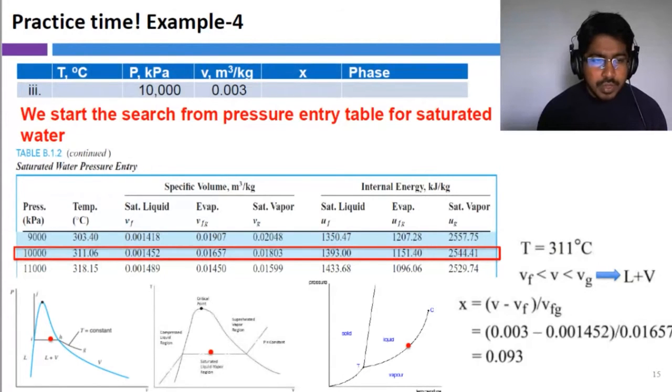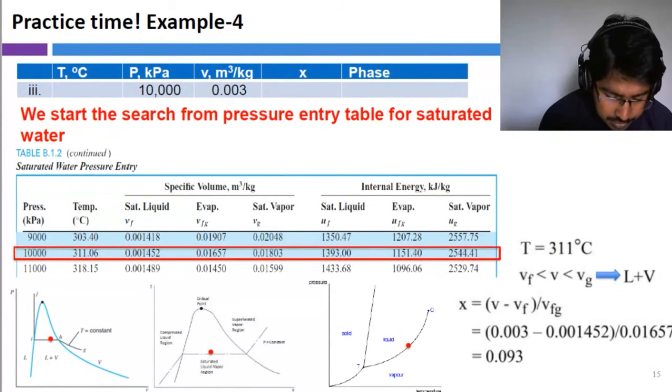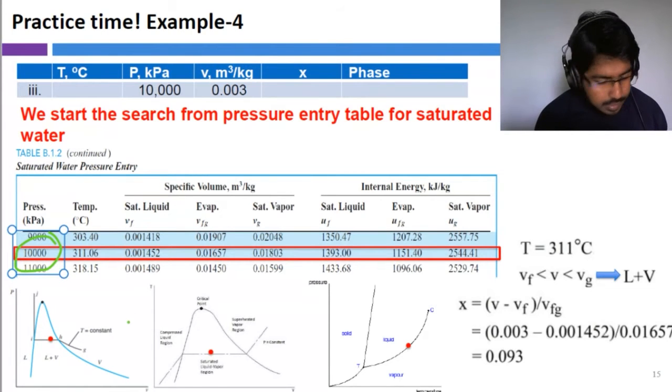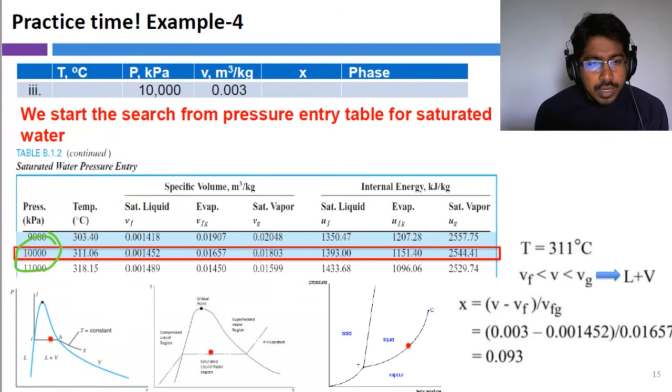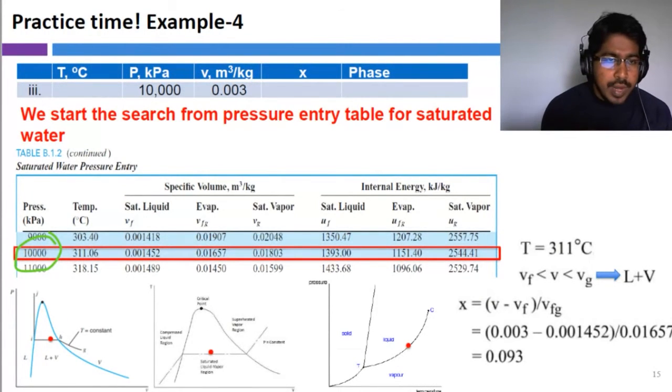So for now, I look at the saturated water pressure entry table as I have pressure in my hand, right? And I try to locate my pressure point. Okay, so 10,000 kilopascals. I located my pressure. Now we don't know whether this is in the saturated region, or two-phase region. So we have to find out.